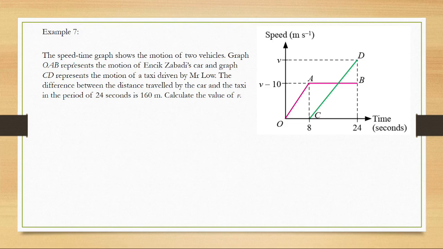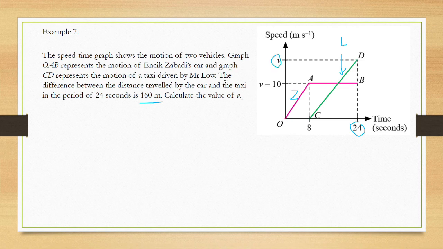The speed time graph shows the motion of two vehicles. Graph OAB represents the motion of Inject Zabadi's car. So OAB is the red one here, the pink one, Inject Zabadi's car. And then graph CD represents the motion of a taxi by Mr. Law, the green one. Okay, the difference between the distance traveled by the car and the taxi in the period of 24 seconds is 160 meter. They ask you to calculate the value of V.